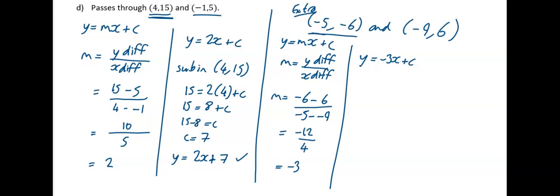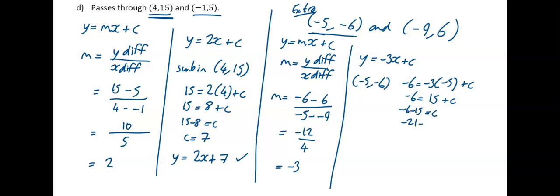Then we're going to sub in one of the points. They are both not particularly nice, so I'm just going to sub in the first one, (-5, -6). So that means my y value is minus 6, my x value is minus 5, and then plus your c. So that's minus 6 is equal to minus 3 times minus 5, which is plus 15, plus c. And minus 6 minus 15 would be equal to your c, which is minus 21. So your final answer, y is equal to minus 3x minus 21, and that is us done. So that's probably the hardest type of example you can get.